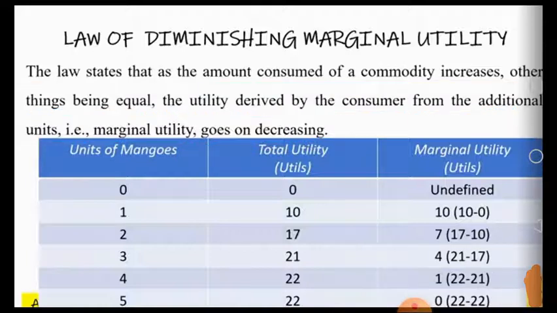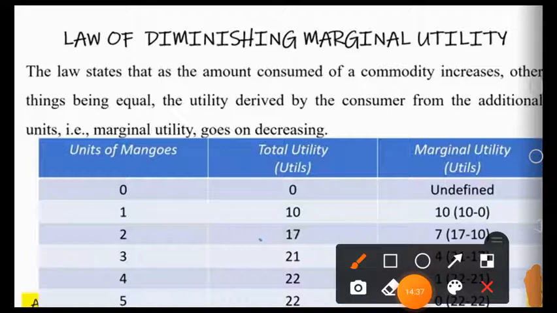So let's see in the table. At level number 1 we were consuming 1 mango, and we were getting 10 utility. Total utility was 10 and MU was also 10. But when we started using the next level, 2 mangoes, we got total utility 17 here, and MU is 7. So at the previous level MU was 10, but at this level MU is 7. And at the next level, when we start consuming 3 mangoes, total utility is 21 and marginal utility is 4.